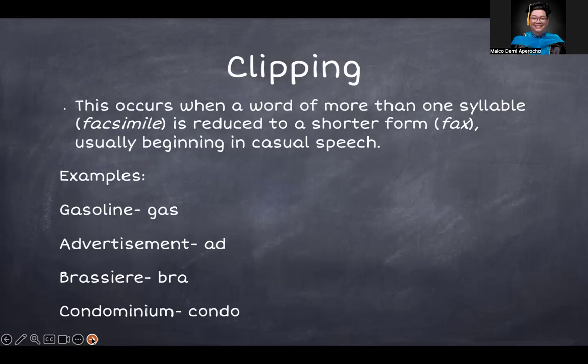Examples: we have the word gasoline. So we clip it, and then we simply say gas. We have the word advertisement. In short, we say ad. We have the word brassiere. Instead of saying this long word, we say the word bra. Condominium? Shortly, we say condo.